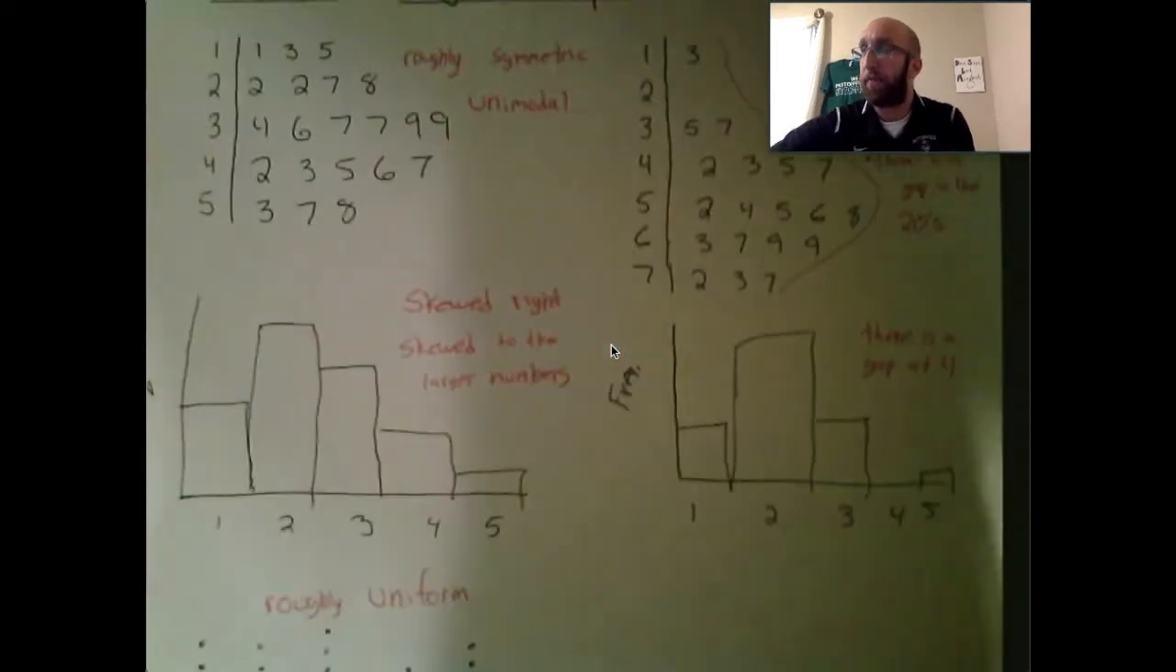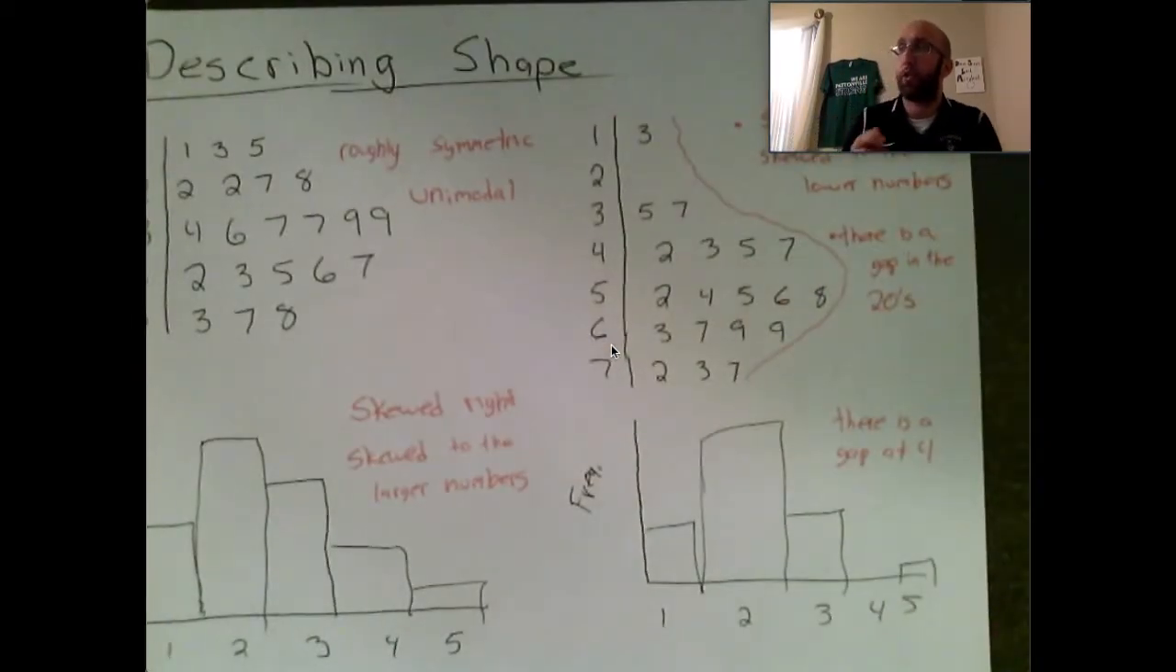So this is the first part of describing a distribution, that is describing shape. Be sure to check out my other videos that talk about outliers, center, and spread.